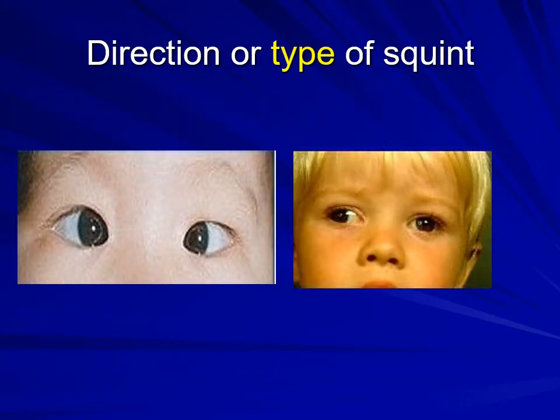Types of concomitant squint are either convergent squint, as in the left picture, although this child has epicanthus, the eyes are not aligned as indicated by the light reflex. It is central in the right eye and eccentric in the left eye. In the right picture, we have the other type, which is divergent squint.